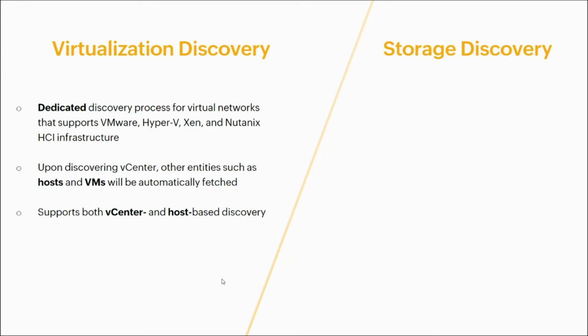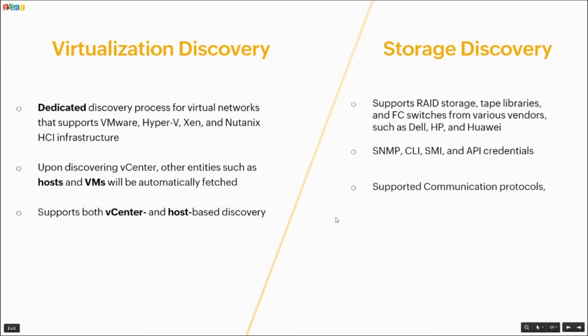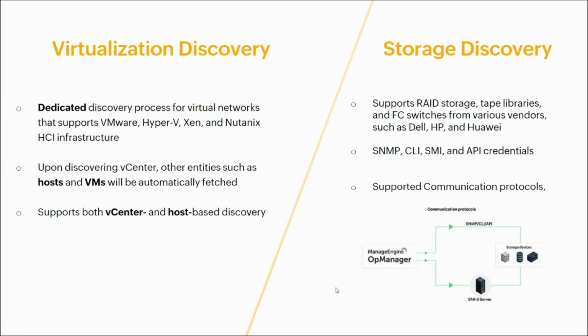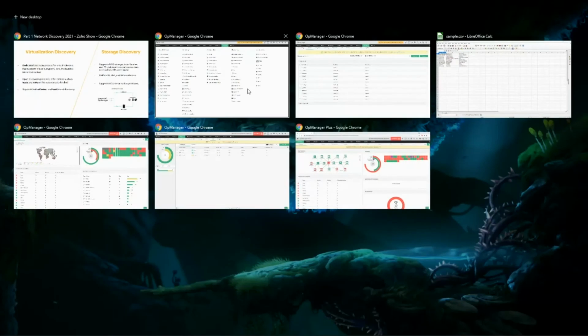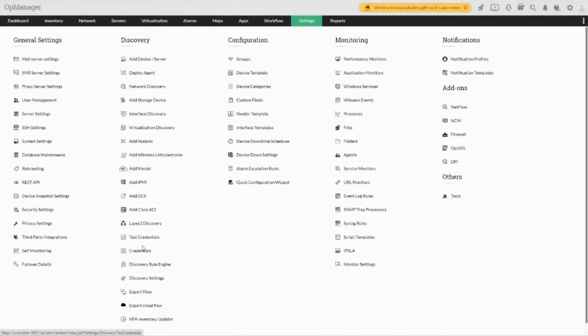Now when we talk about the supported devices for storage monitoring, we support RAID storage, tape libraries, and FC switches from various vendors such as Dell, HP, and Huawei. We can use SNMP, CLI, SMI, or API based credentials to add and monitor your storage devices. And we support communication protocols with various different ways of monitoring your storage devices from OpManager itself. So now let me take you to the product and show you the various ways of adding your storage devices to the product.